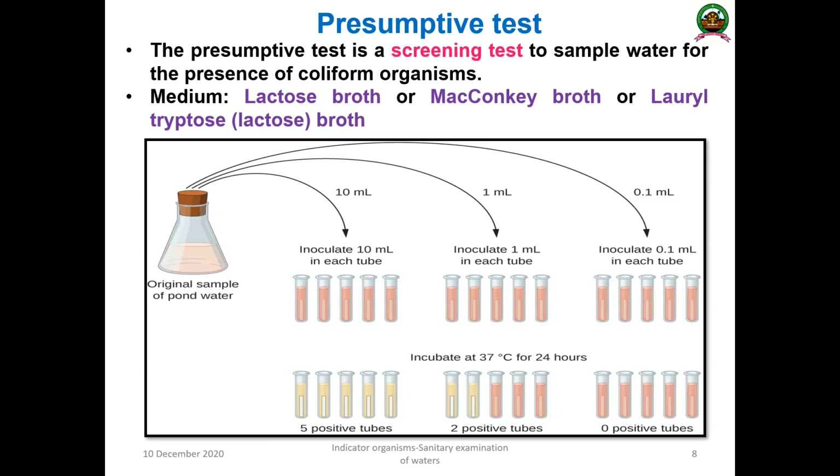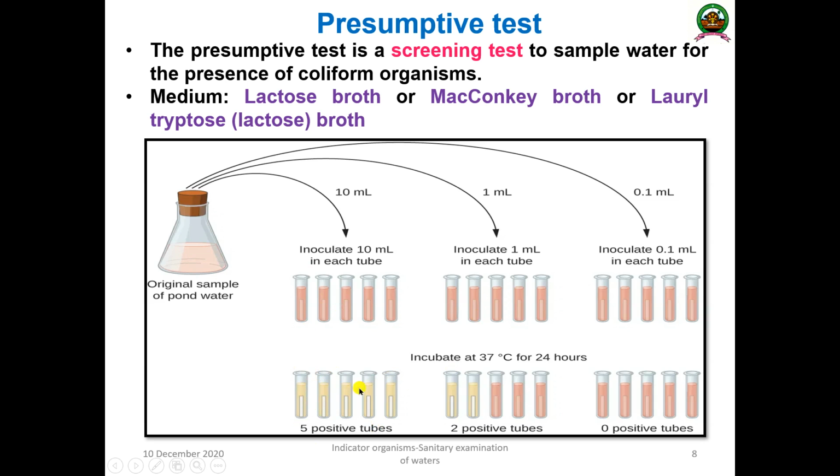Now, if acid is produced, then what about gas? You can see the Durham's tube is kept in an inverted position. Whatever gas is produced will collect. You can see inside this tube there is white color, which indicates gas. Sometimes this tube will float over the surface of the tube. Instead of the bottom, it will come to the top.